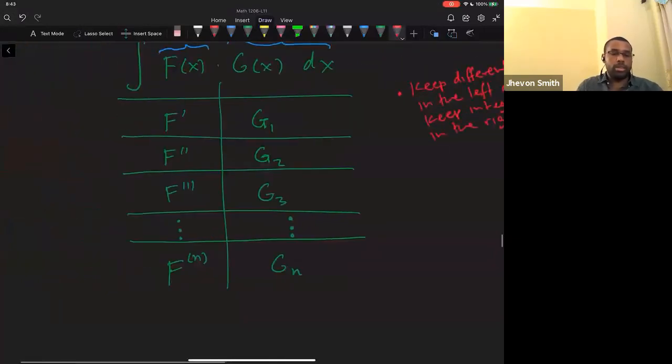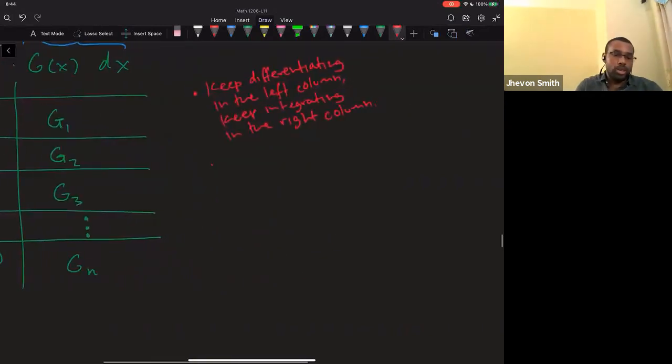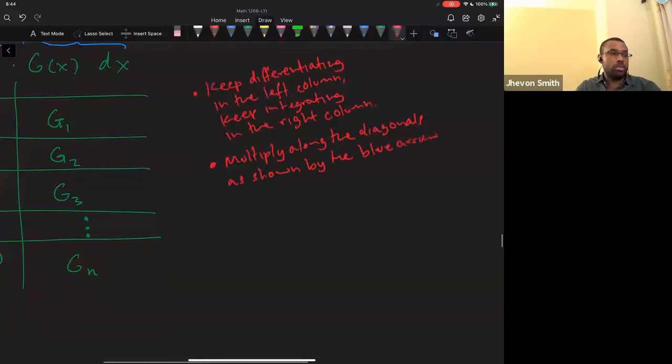And so that's the first thing. Now what we're going to do is multiply in a specific pattern that I'm going to show you. What you're going to do here is multiply along the diagonals, as shown by the blue arrows, and apply the indicated sign.